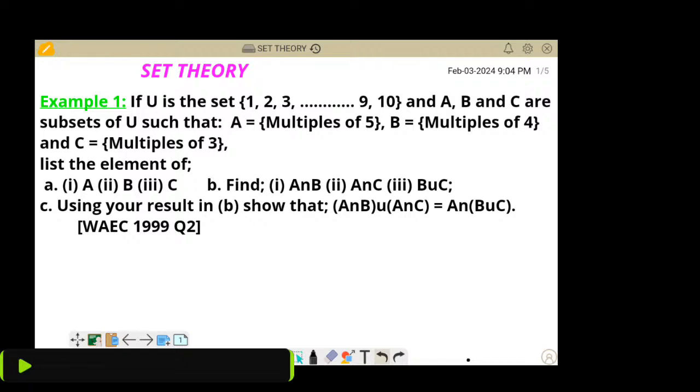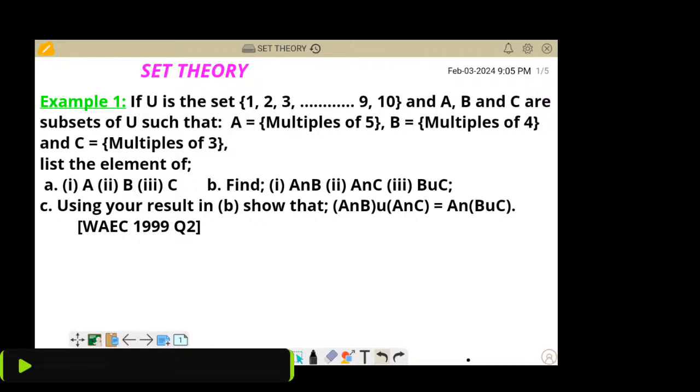So let's just go straight to the examples. Tonight we are going to be solving some past examination questions on set, and the questions picked as our examples tonight will cut across almost all what you need to know in set theory. But after the class, if there's any other thing that you think we've not touched in this topic, just feel free to drop it as a question in the comment section, and it will be attended to. So let's go straight to example number 1.